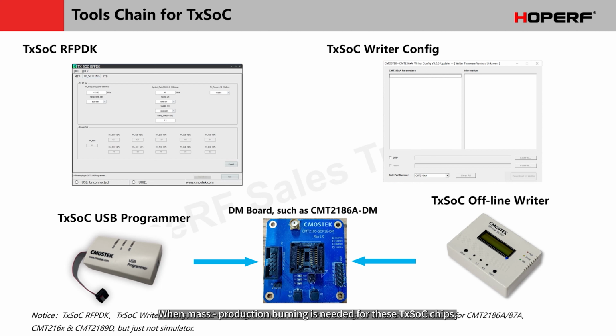When mass production burning is needed for these TXOC chips, they can be programmed using our offline tool. We need to generate a burning file, load it into the program via TXOC writer config, and download it to the offline programmer. Then, the chips can be mass-produced. We can also use RFPDK to perform online burning with the programmer. Both methods are okay. Online burning via RFPDK is more suitable for the R&D stage. Offline burning is more appropriate for mass production.